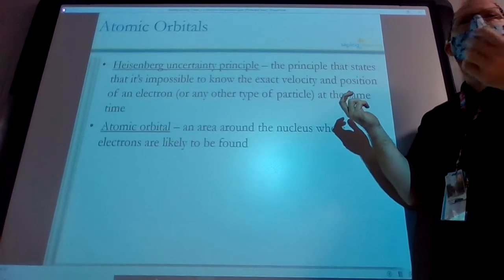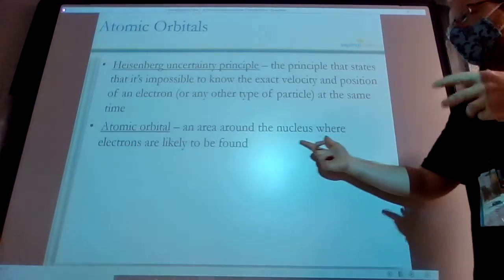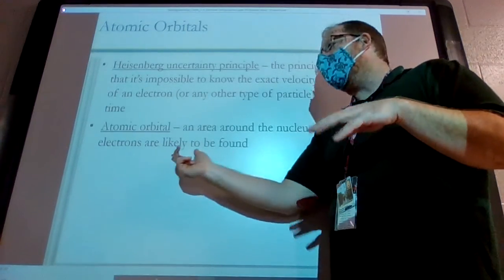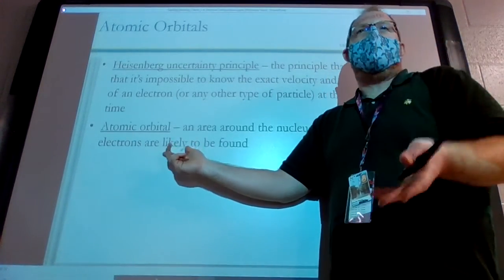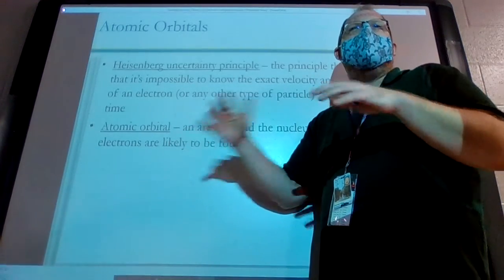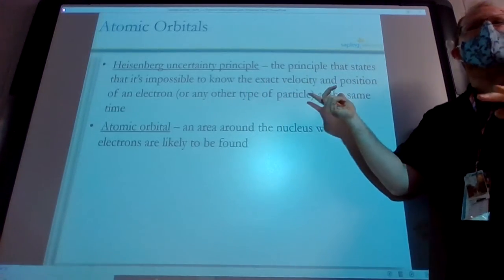So what we've created around this are these atomic orbitals, an area around the nucleus where electrons are likely to be found. We don't know 100% of the time that they're there, but it's pretty probable. And so it's just an admission, again, that we don't know everything about electrons and what they're doing.